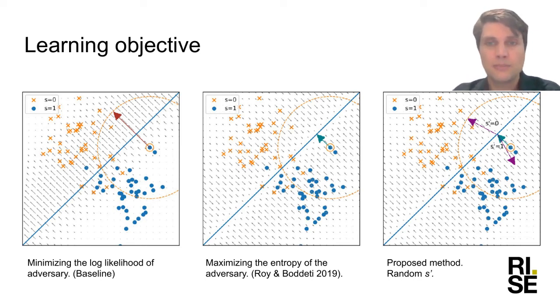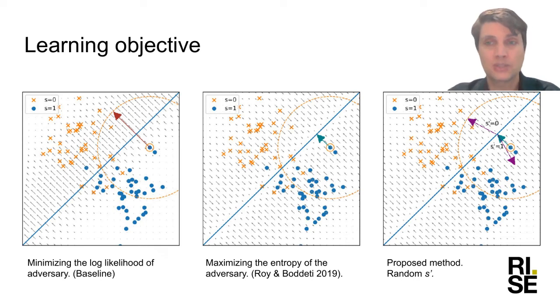In the middle picture, you instead see what happens when you maximize the entropy of the adversary. And here you can see that we're instead moving closer to the decision boundary. We're not going all the way to the distortion budget constraint, but instead we're going towards the decision boundary. And this is to make the adversary as uncertain as possible.